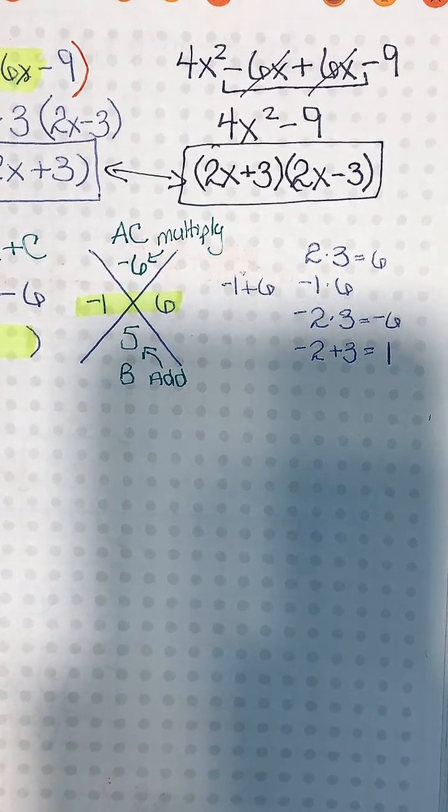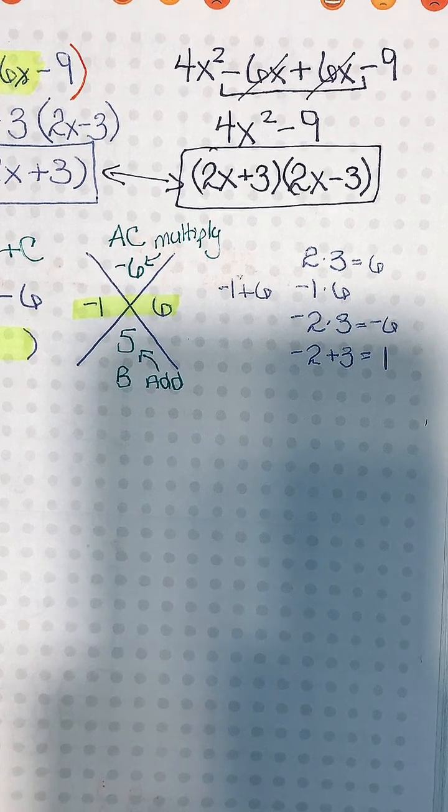I'll tell my kids to list the factors, then play with the signs to find the sum portion. Yes. So this is trial and error. You're correct.